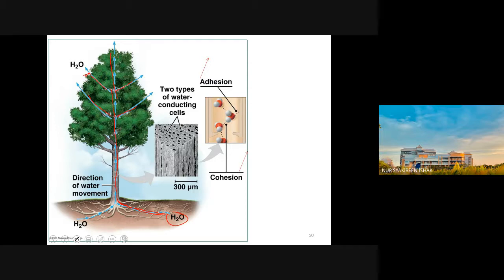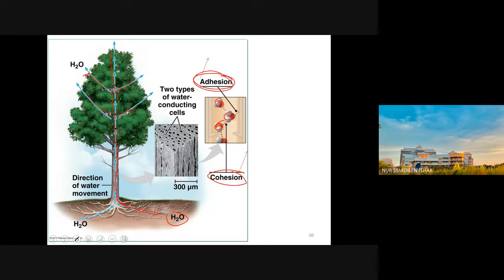So this is due to this attraction, cohesion and also adhesion. Cohesion is the formation of hydrogen bonds between water molecules. So it holds the water molecules in the xylem. It forms a column of water in the xylem, and the hydrogen bonds keep the water molecules held together as it moves along the xylem.